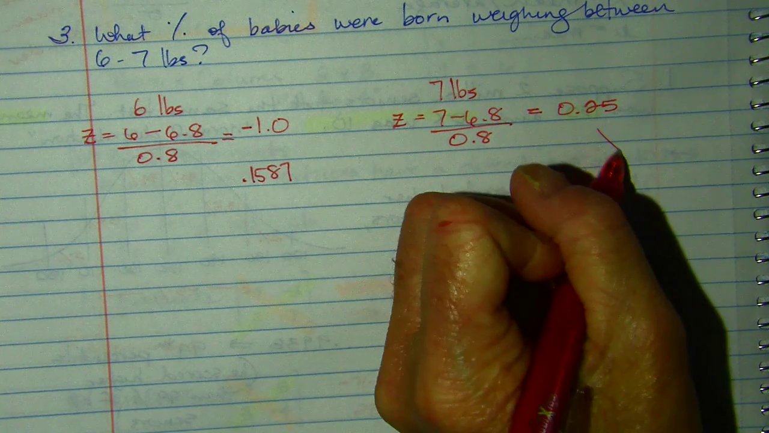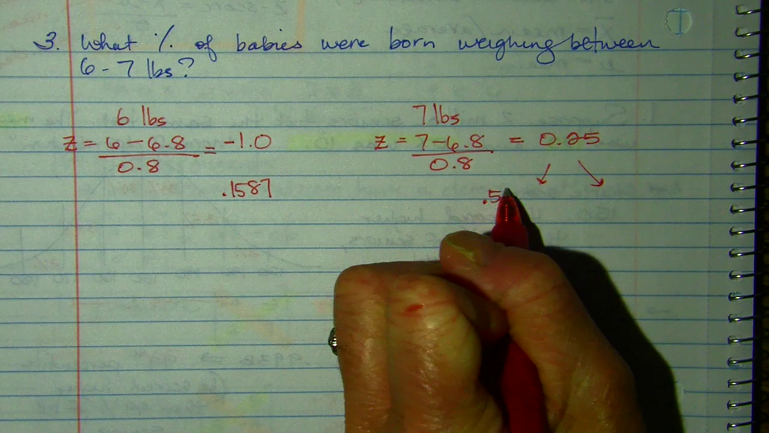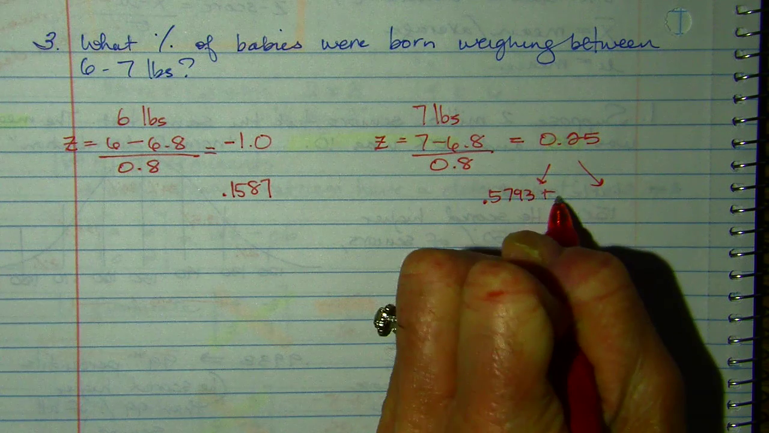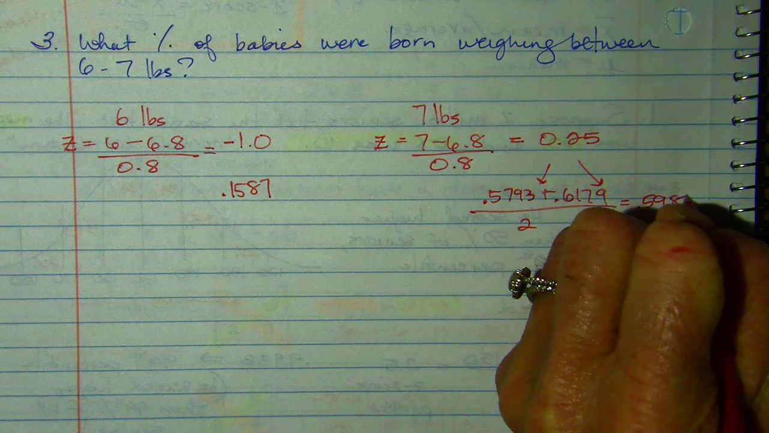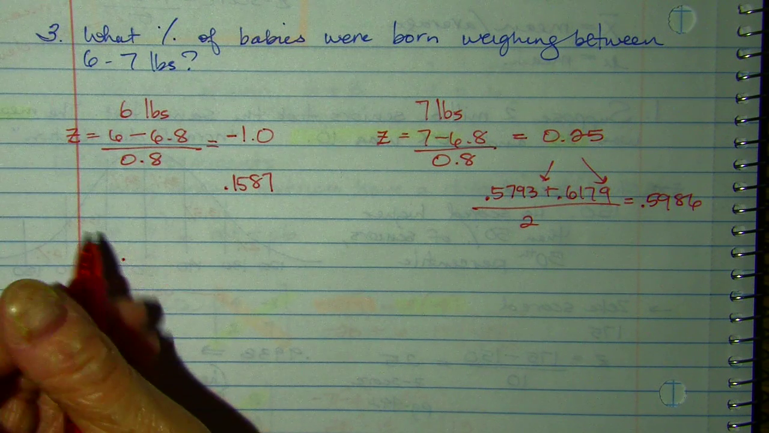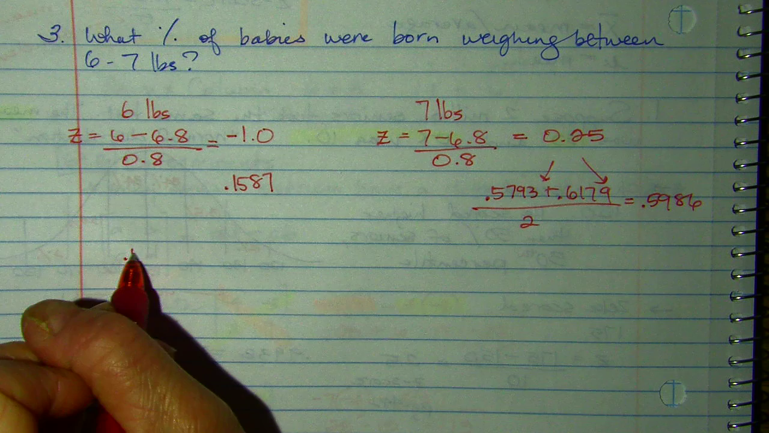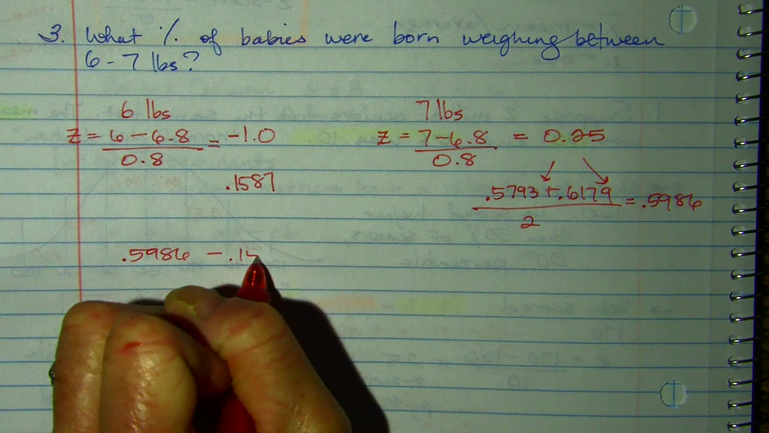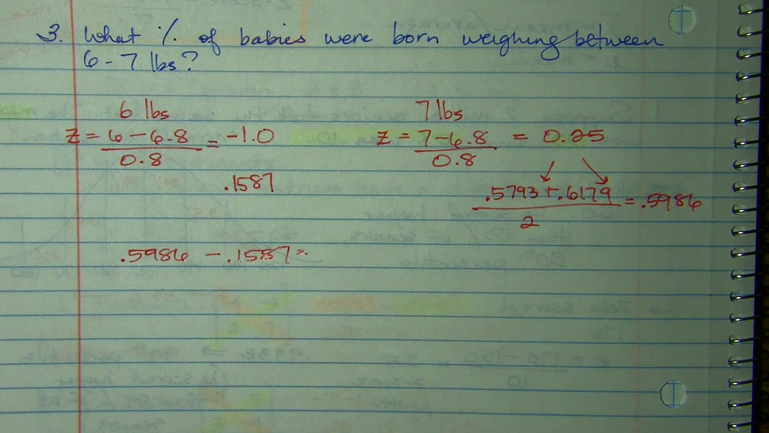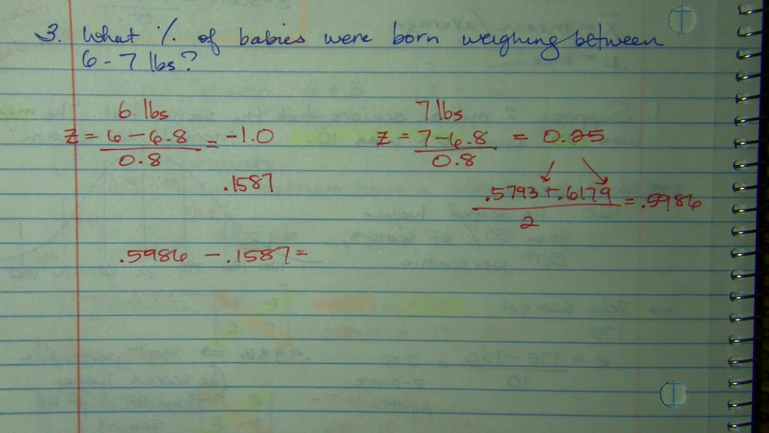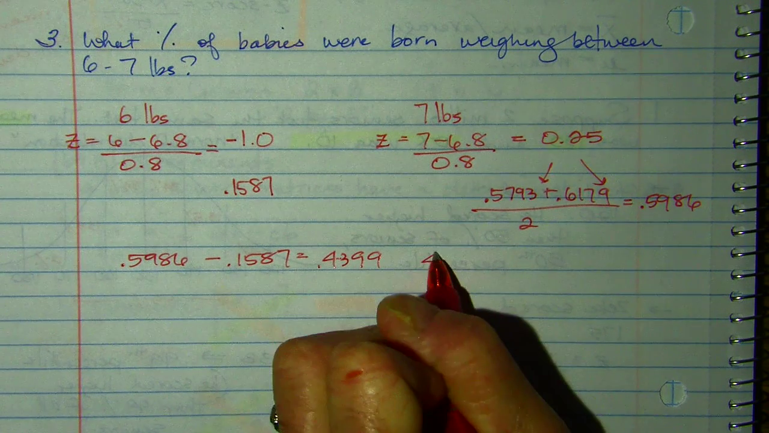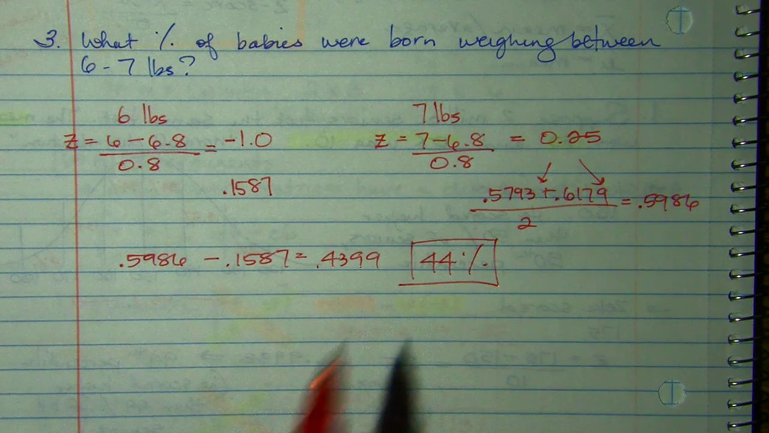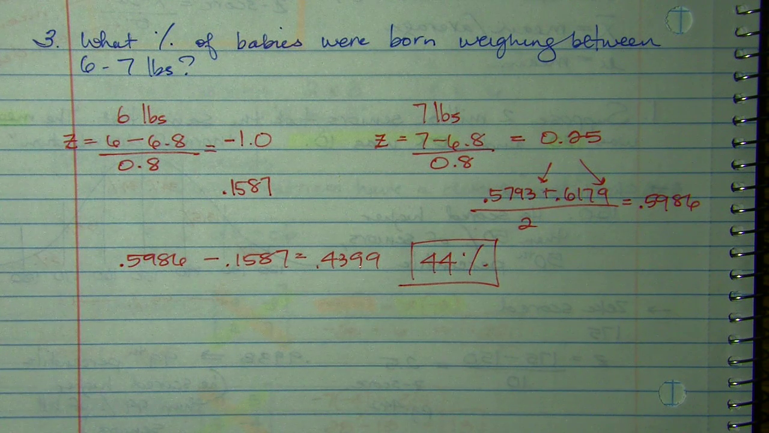So for this one, I have to, again, find the average. So 0.5793 plus 0.6179 divided by 2, 0.5986. So I'm going to subtract the 0.1587. 0.5986 minus 0.1587. And that should give me close to 44%. I'm rounding, but to get an exact, I get 0.4399, so 44% of babies are born between 6 and 7 pounds.